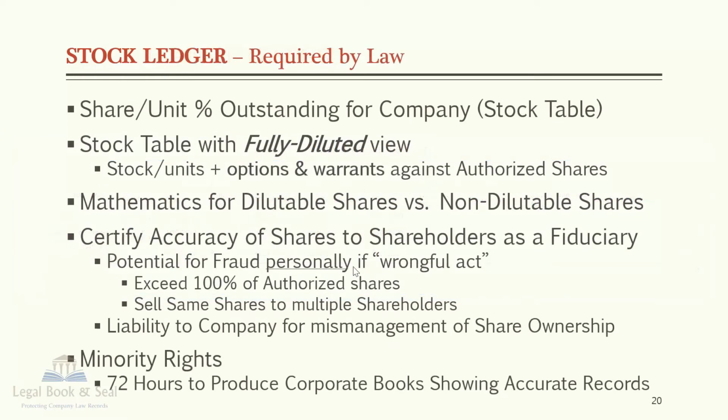So let's go back here for a moment. We're going to try to track the shares and unit percentages outstanding for the company on what is called a stock table or a stock ledger. A stock ledger is where you collect the data. A stock table is where that is printed out, if you will. And you want to see a fully diluted table here. The fully diluted table means that you've got all of your options and the warrants, and we'll talk about what those are next, against the authorized shares.